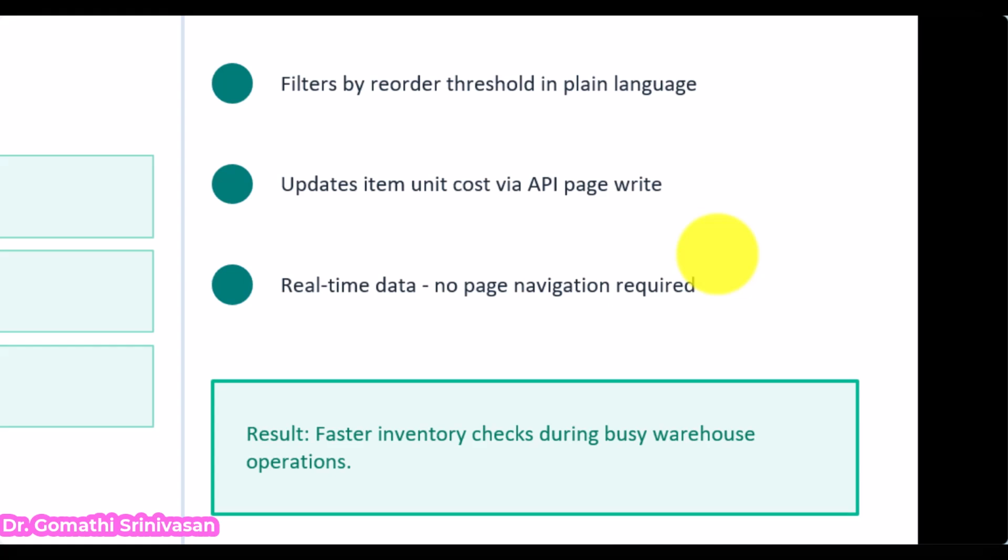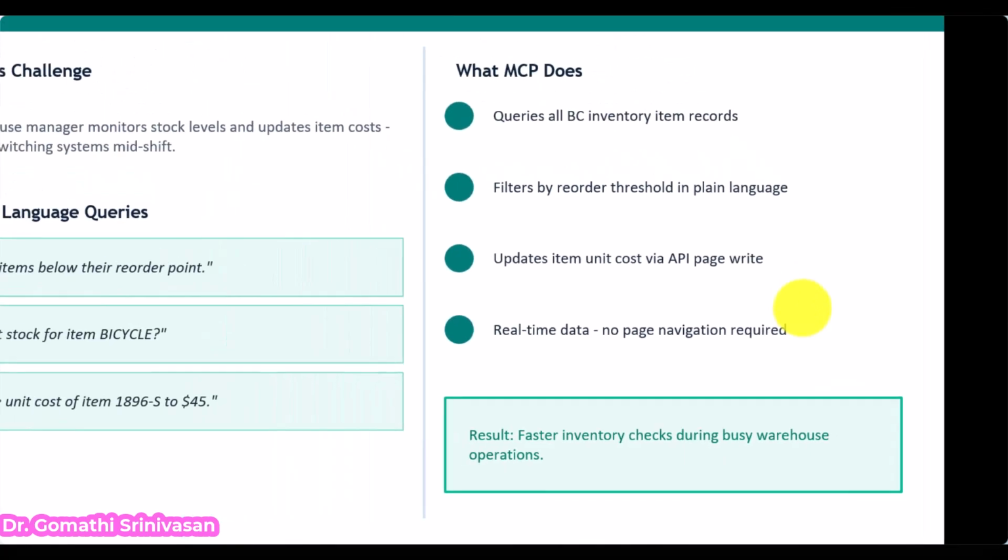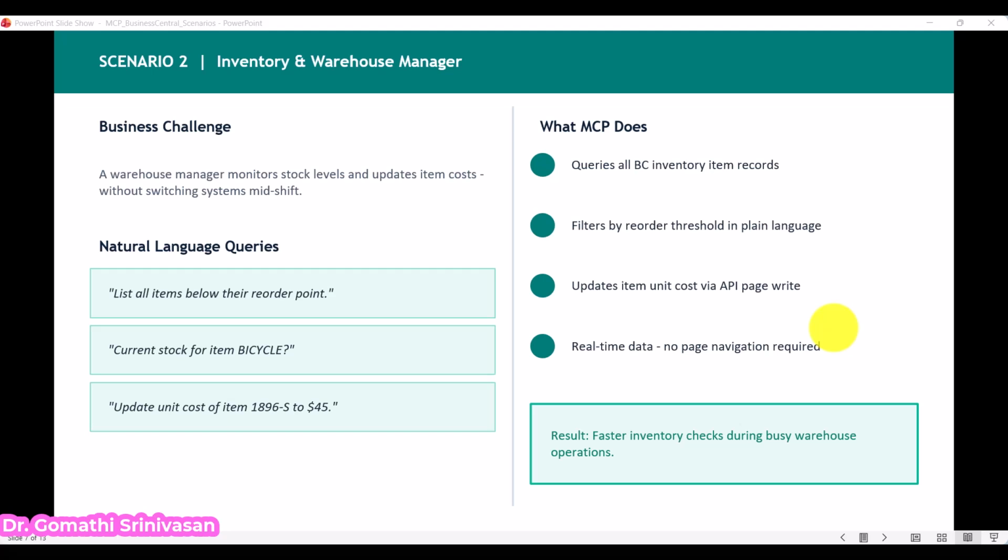Now, the second scenario is the inventory or warehouse manager. The challenge is that during a busy shift, the warehouse manager needs to check stock levels and update item cost, but doesn't have time to switch between systems or navigate through Business Central manually. With MCP, they can ask: list all items below their reorder point, what is the current stock for the item bicycle, and you can also update the unit cost for item 1896-S, give the proper item number, to $45.